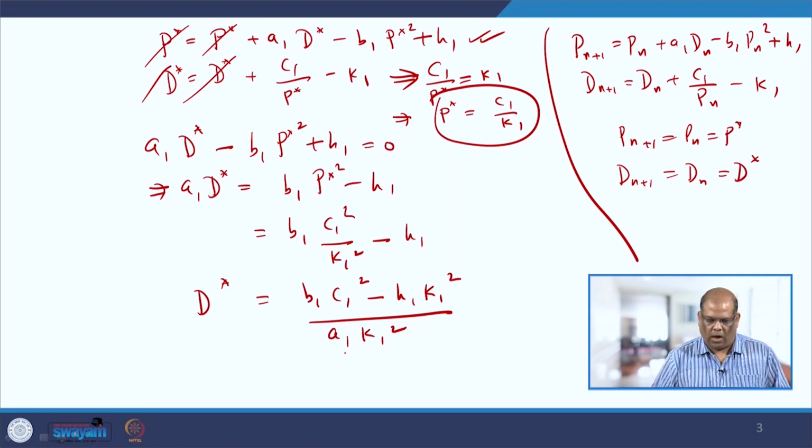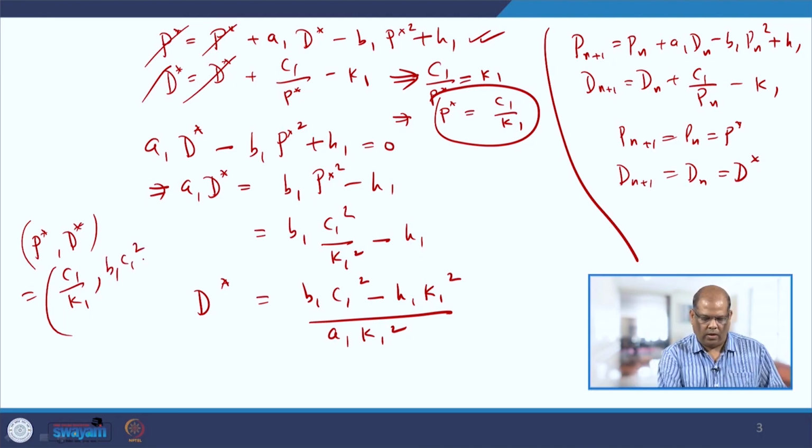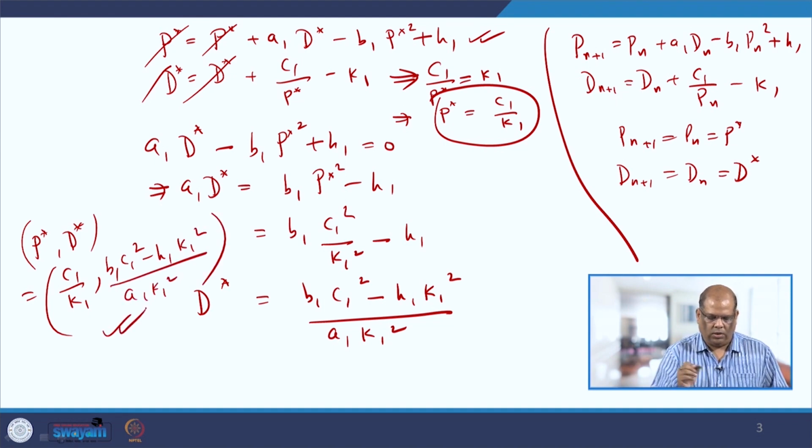So your P star, D star is given by C1 by K1 and B1 C1 square minus H1 K1 square divided by A1 K1 square. So this is your equilibrium point. Once you get the equilibrium point, you now have to do stability analysis.